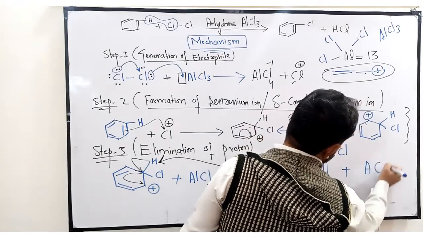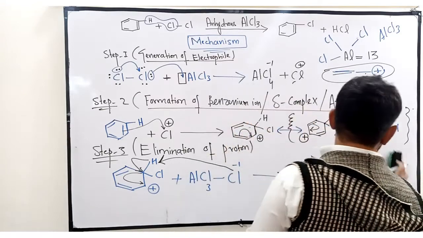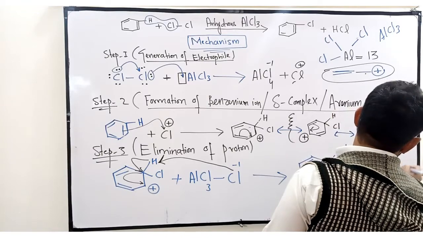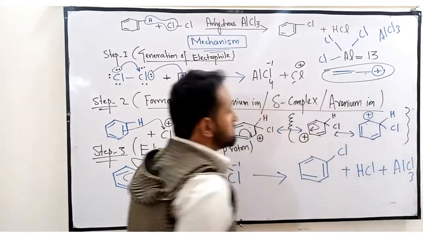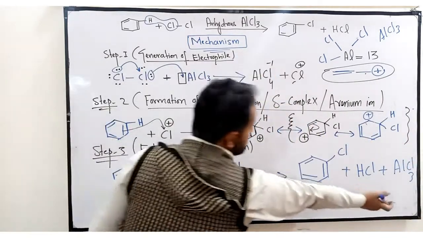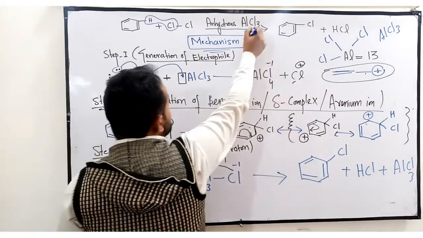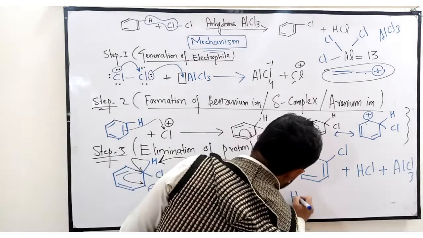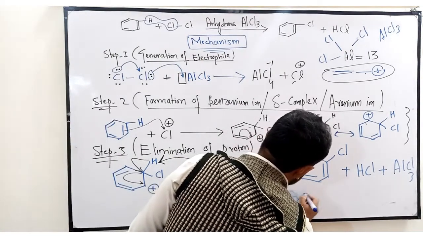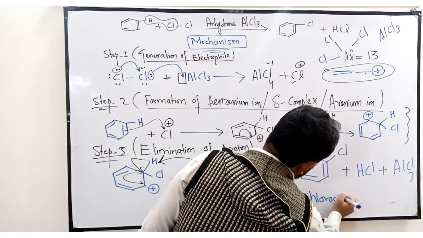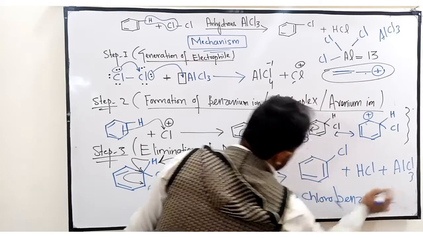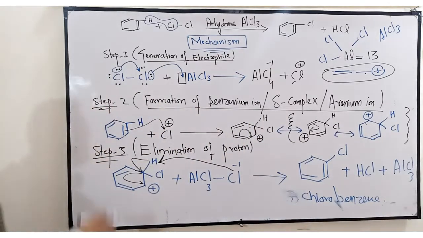And that is HCl. HCl plus AlCl3. This is the Lewis acid, which came back to its original state as it was initially. Understand? So how was it? This is chlorobenzene. So this is the mechanism of halogenation, which is very easy.